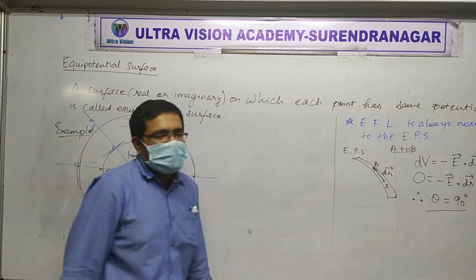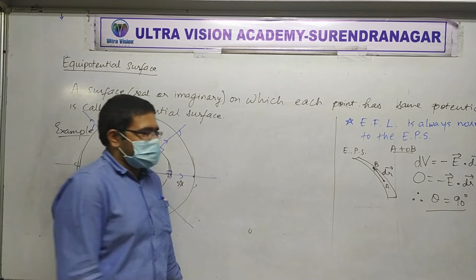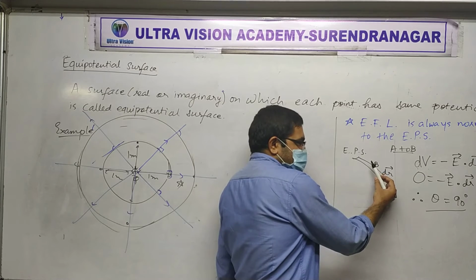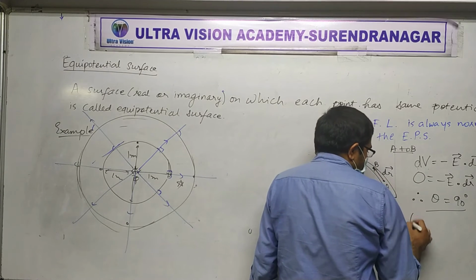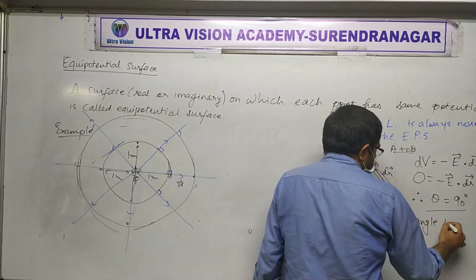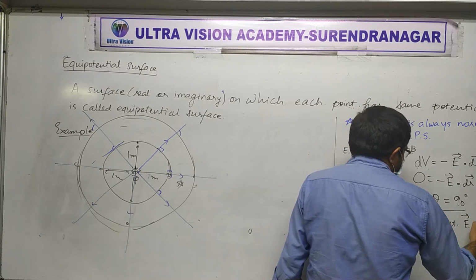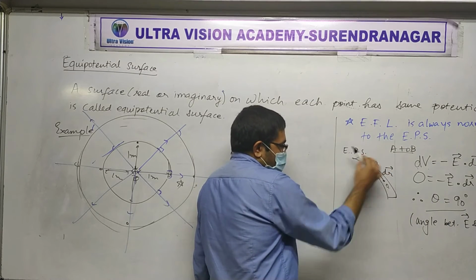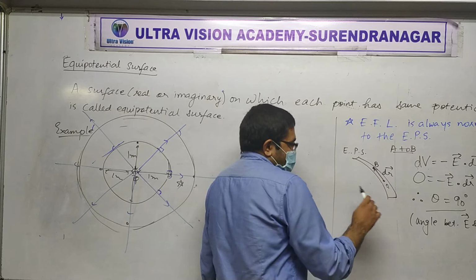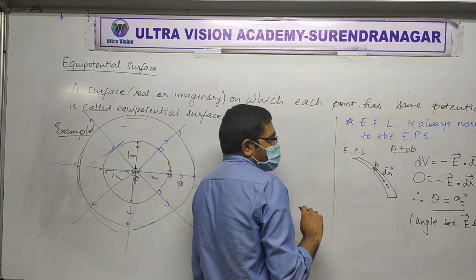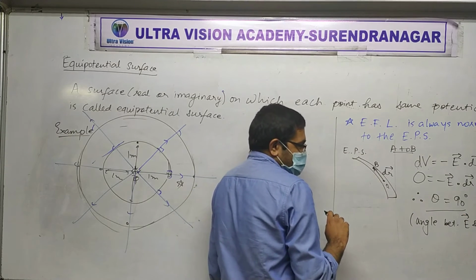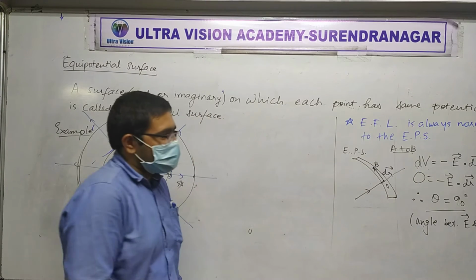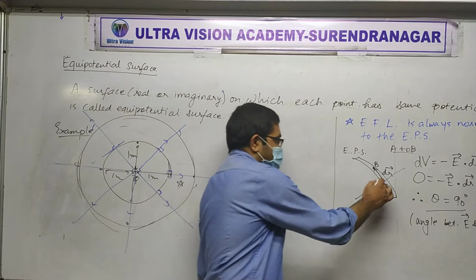What does this tell you? It's telling you that when you move along the equipotential surface, theta is 90. What is theta, by the way? The angle between the E vector and the displacement vector. So when we move along the equipotential surface, we are actually moving perpendicular to the electric field. That's only possible if electric field lines are like this. That is, the angle here is 90.